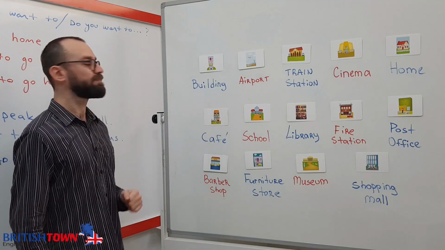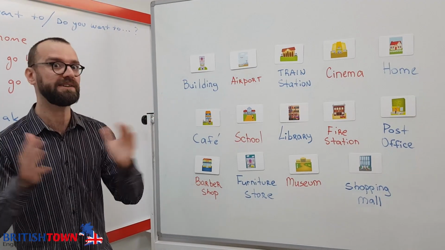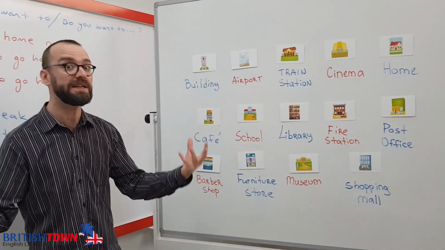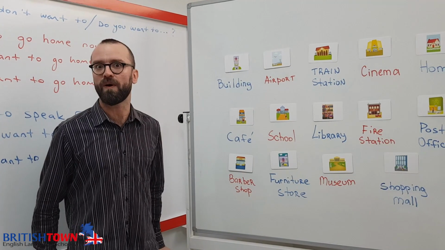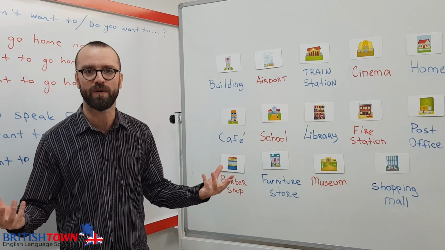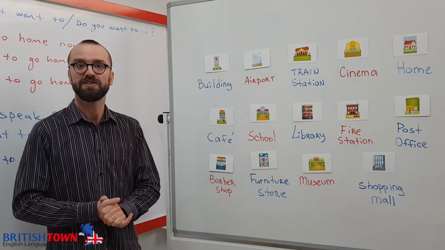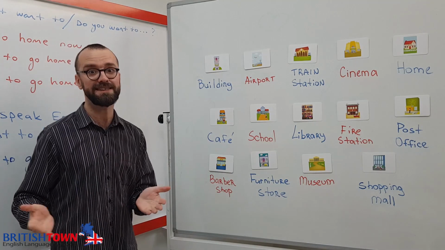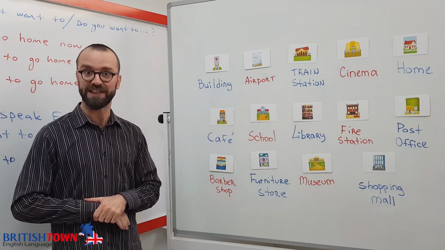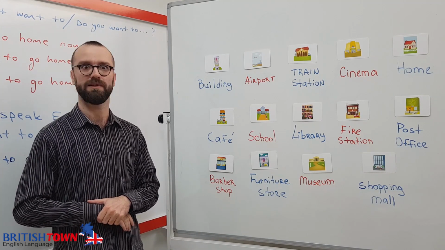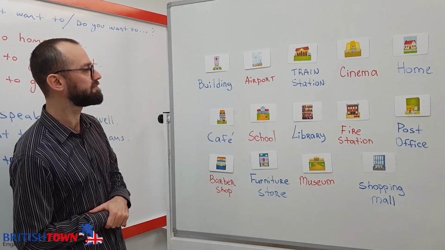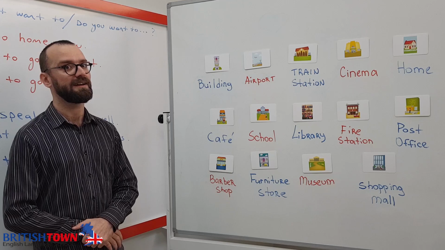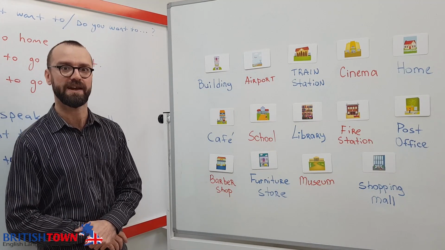The first word is building. Biliyorsunuz build demek inşa etmek. Buradaki ing kelime bina anlamına gelmiş bir isim yapıyoruz. Building. Airport. Repeat after me. Airport. And train station. Repeat after me. Train station. And next, cinema. Oh, we also use this word in Turkish, right? Türkçe'de kullanıyoruz. Cinema. Let's go to the cinema tonight. Good. Home. Sweet home. And cafe. Cafe. Let's go to the cafe.